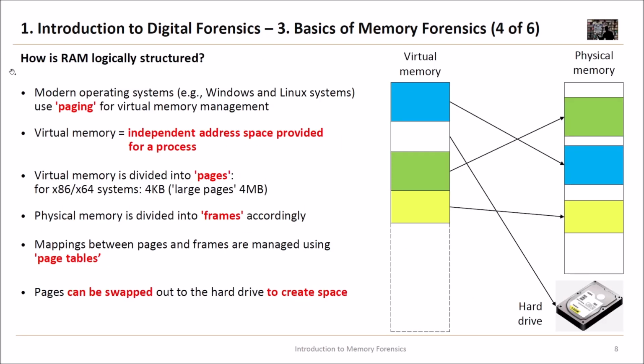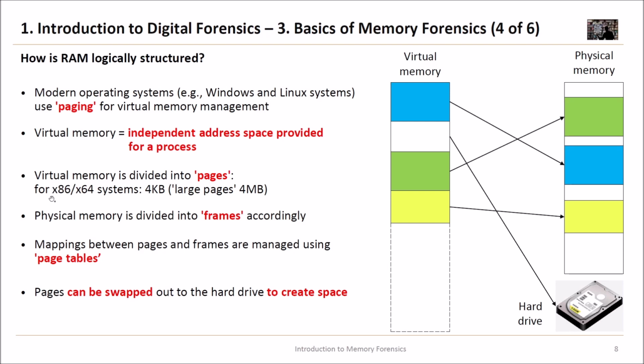Now let's answer the question, how is RAM logically structured? Modern operating systems, for instance Windows and Linux systems, use so-called paging for virtual memory management. What is virtual memory? Virtual memory means that we have independent address space provided for a single process. So each process has its own memory space. It starts at address 0 and continues to the largest possible address. And virtual memory is divided into so-called pages.